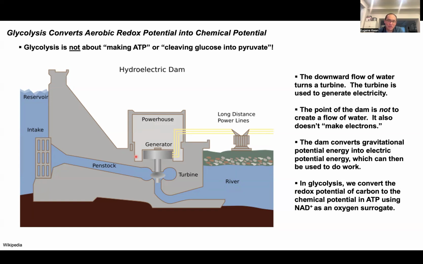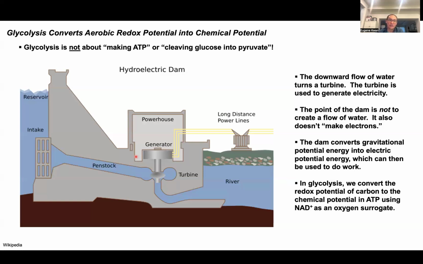So the flowing water spins a turbine, and that increases the potential energy of some electrons that can then be used to do work. What you're not doing with the dam is making water, right? That doesn't make sense. It's just water flowing around. And it's the same with the electrons. You're not making electrons either. You're just taking high potential water and turning it into high potential electrons, right? So in glycolysis, it's really the same thing. We're taking the high potential energy in glucose and turning that redox potential energy into chemical potential energy in ATP.